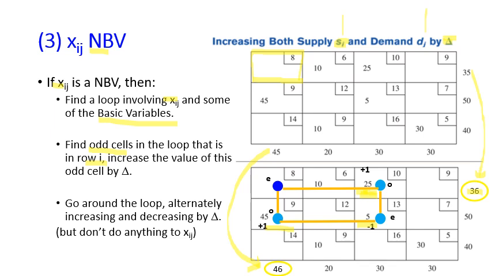Okay, let me repeat. First you find the odd cells in the row i. Here, the row that we changed is row 1, so you see that this is the only odd cell in row 1. We increase that odd cell with delta. Our delta is +1. So this is +1, and then you go +1, -1, +1, and don't do anything to the original Xij.